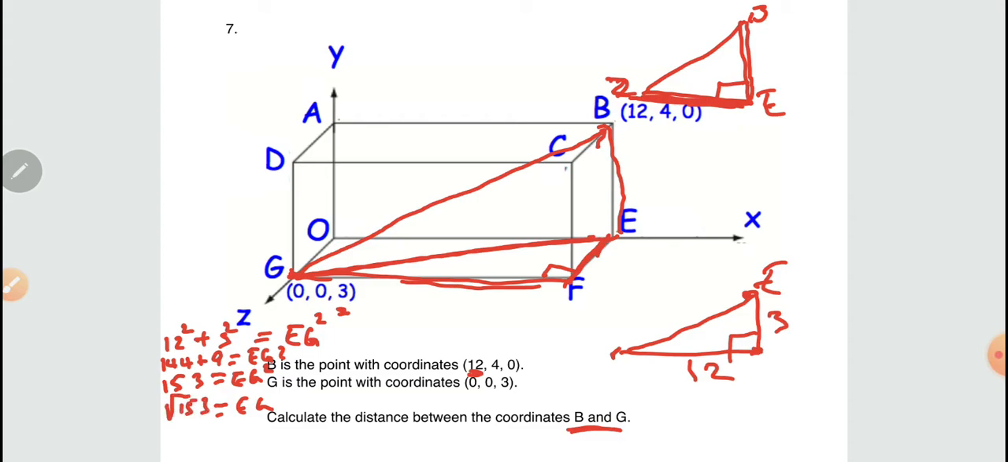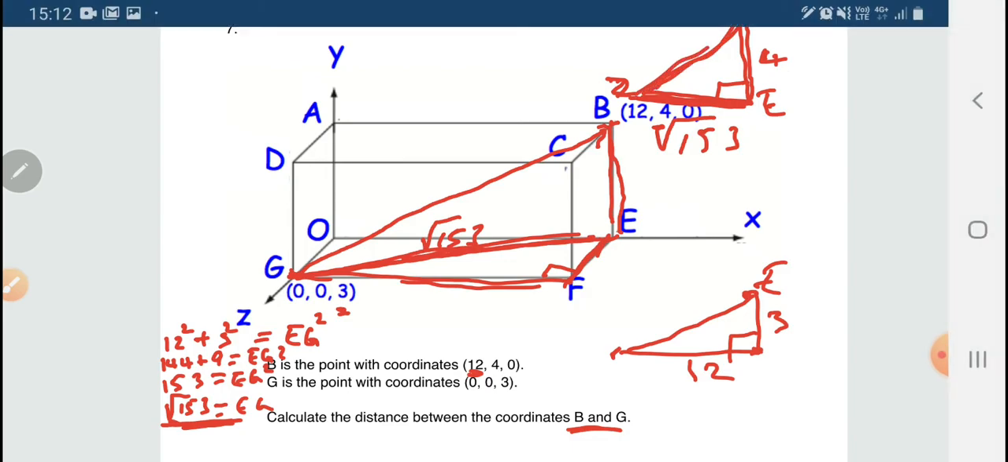Now normally we would go and get a decimal, but in this case we're not. So we've just worked out the length EG is the square root of 153. And I'm going to leave it like that. You'll see in a second why. So now we know this length is the square root of 153, and we know that this will be 4, because along the y-axis B went up by 4. So this triangle is 4 up, and the base of it, which is this, is the square root of 153. So we have to work out this length here, B to G.